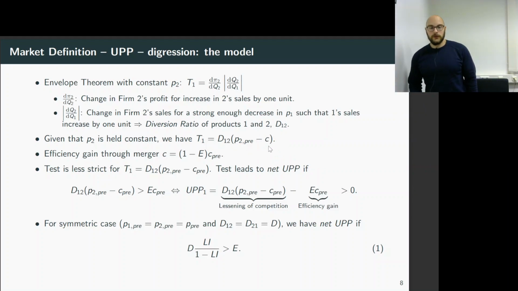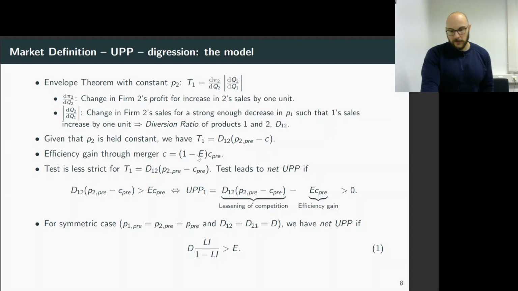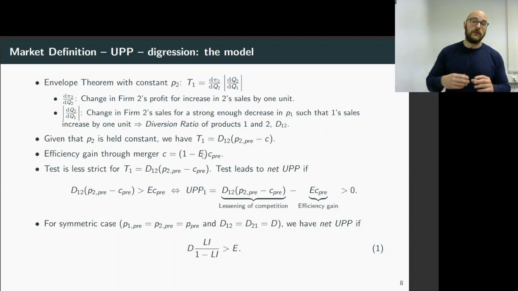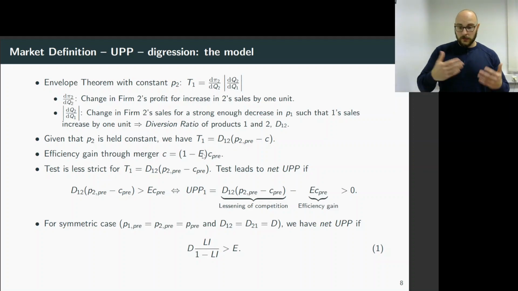And now we think about efficiency gains of the merger, right? And this efficiency gain basically manifests as this capital E here. And what it says is that the marginal costs are 1 minus this strength of the efficiency effect times the former marginal costs, so the pre-merger marginal costs. So if E would be 1, that means that we save 100% of our marginal costs, and the post-merger marginal costs are 0. So that means that we would have a very strong effect on our marginal costs, right? And this E depends on the merger, of course.